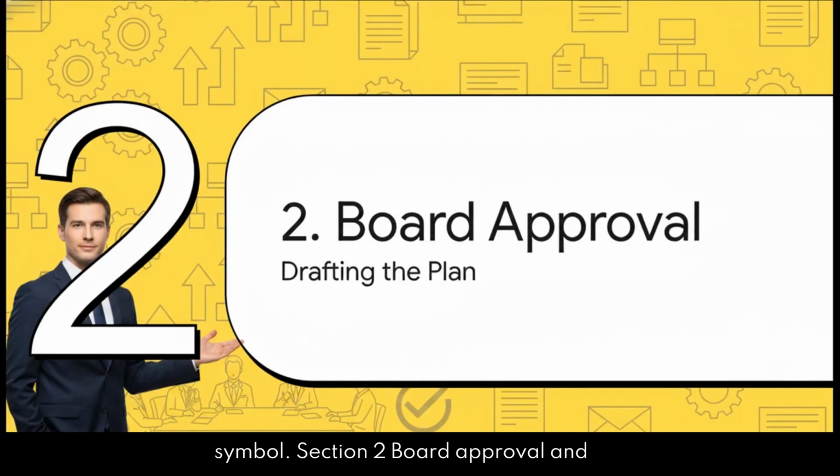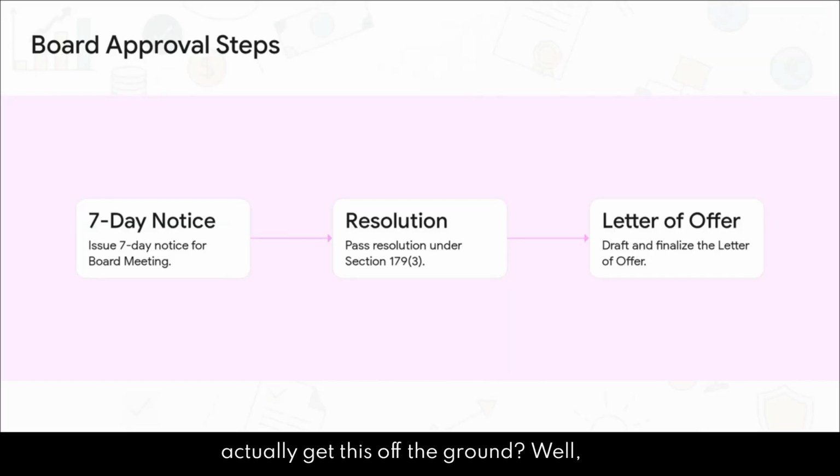Section 2. Board approval and offer, drafting the plan. Okay, so how do we actually get this off the ground? Well, it all begins with the board of directors. First up, you've got to issue a 7-day notice to convene a board meeting. During this meeting, the board passes a resolution, specifically under Section 179(3), to officially approve the rights issue.